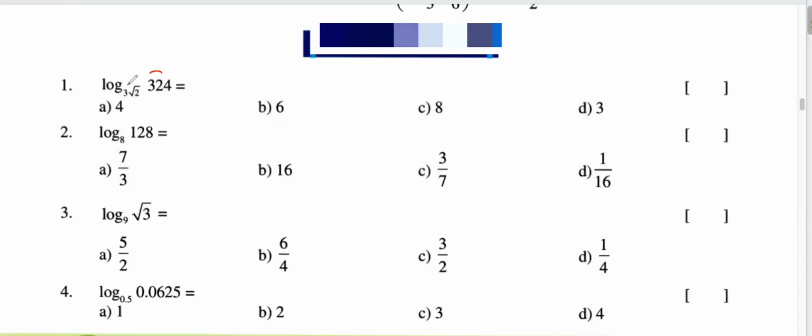324 and 3 root 2 again. So either you can see what is the common factor here right away. If you can, well and good. If you don't, worry not. You just use the basic rule. This 3 root 2 is actually equal to x. So 3 root 2 to the power x would be 324.